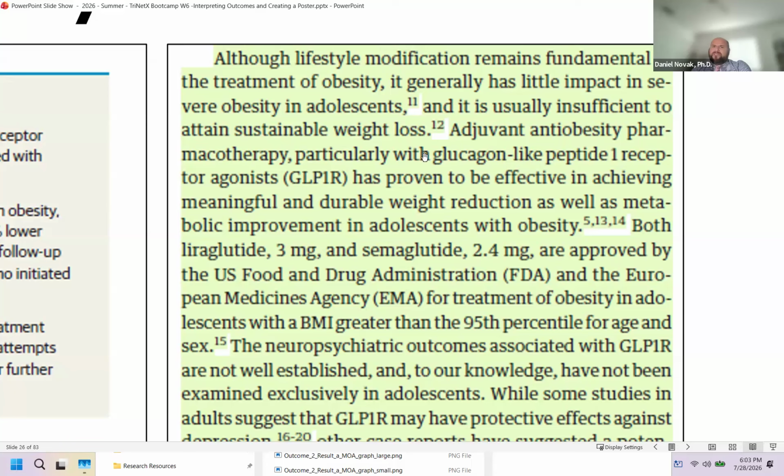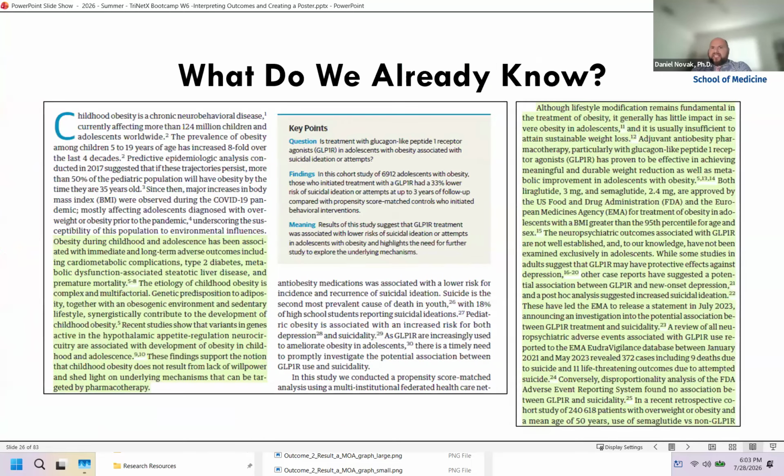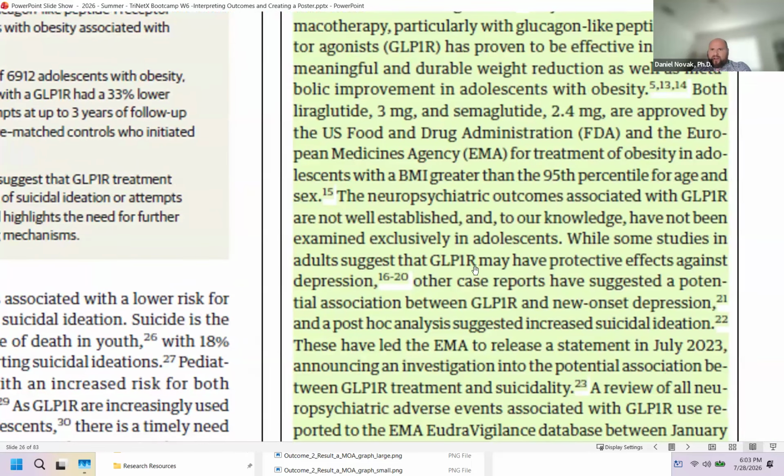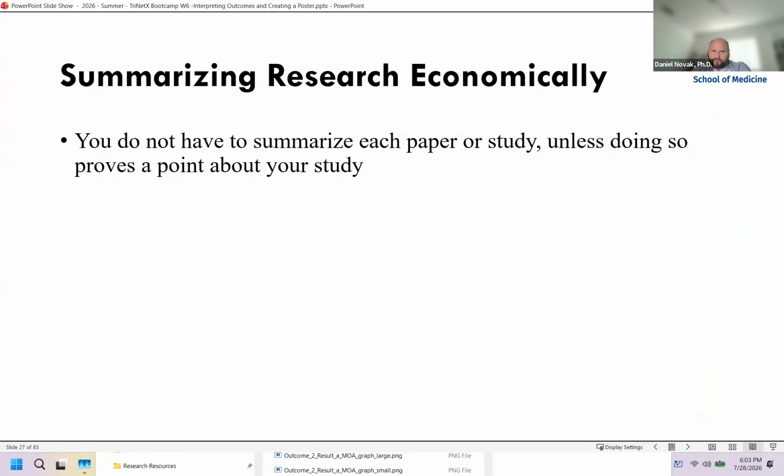So it's a good way if you do feel like you want to inform your reader about a broad range of studies that are connected to your paper. You can still do that, but you don't have to cite and provide the outcomes for each of those. You can just connect them to your paper. You can see over here they've done a similar trick, right? While some studies in adults suggest that GLP-1R agonists have protective effects against depression, 16 through 20. They didn't have to give you each one of those. They gave you the big picture and then they move on to more detailed discussions in other parts of it.